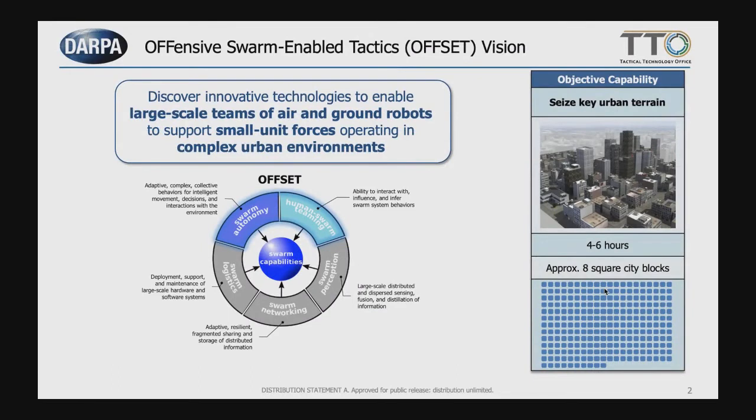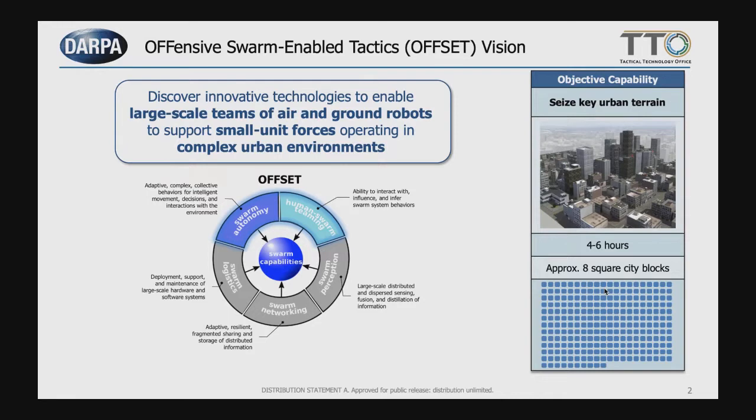And so this OFFSET program, otherwise known as the Offensive Swarm-Enabled Tactics program, it really is designed to help push and discover where innovative technologies might lie for enabling large-scale teams of air and ground robots in order to support small unit forces operating in complex urban environments. So if I may, I'm going to pull that apart a little bit and highlight the key elements where we're interested in discovering these types of innovative technologies.